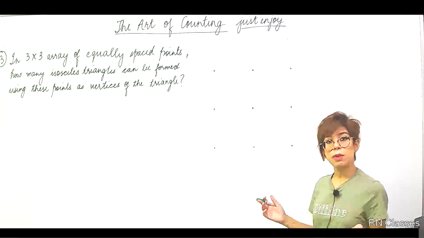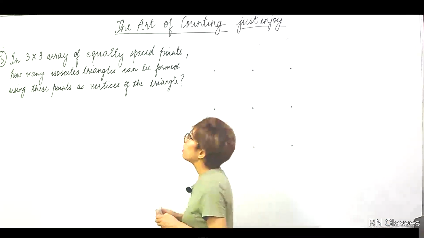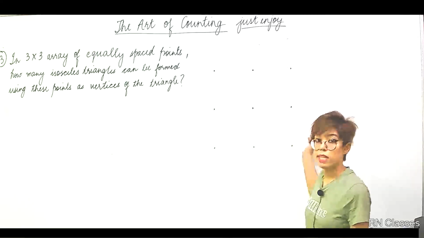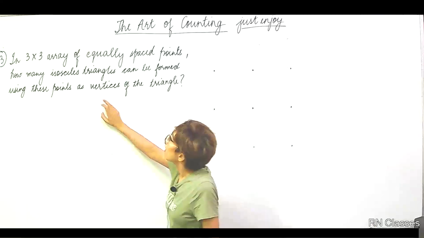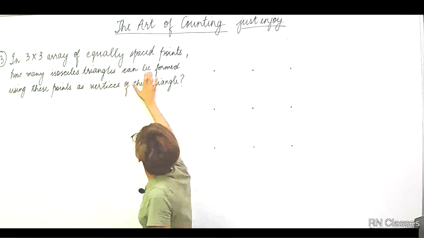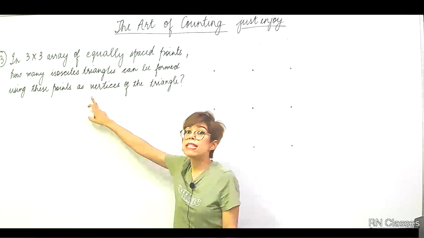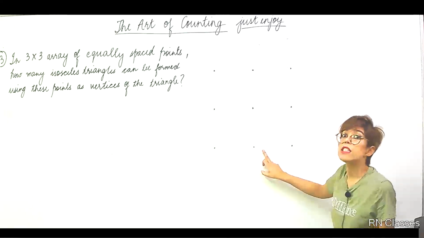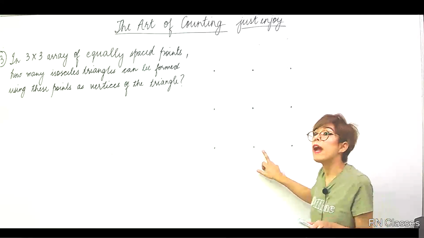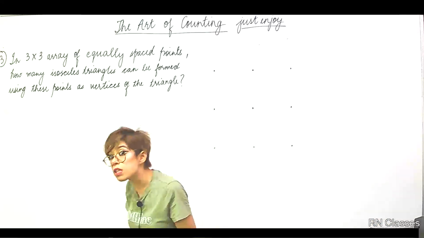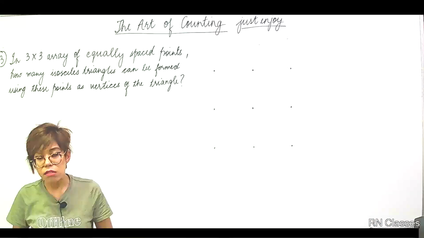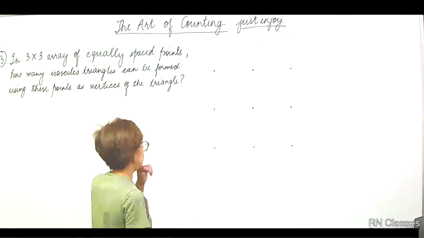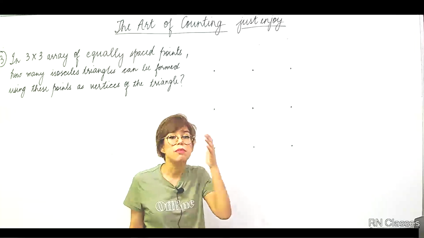Alright, so on to the next one. So let's read the question now. In a 3 into 3 array of equally spaced points, how many isosceles triangles can be formed using these points as the vertices of the triangle? Using these points as the vertices, you need to find the number of isosceles triangles, as in triangles with 2 sides equal, right? Okay, so obviously we need to start from somewhere.